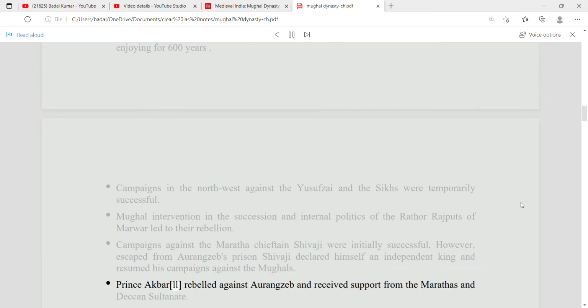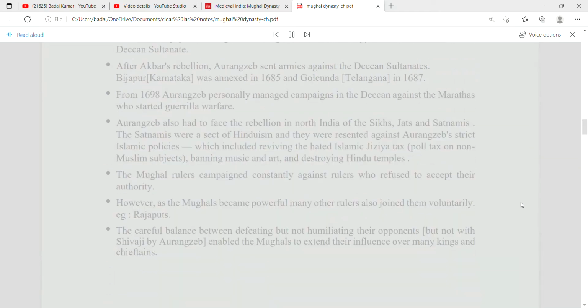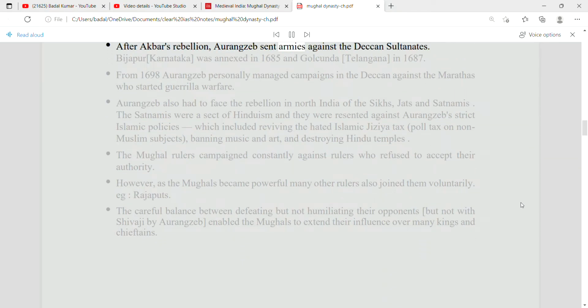Prince Akbar rebelled against Aurangzeb and received support from the Marathas and the Deccan Sultanates. After Akbar's rebellion, Aurangzeb sent armies against the Deccan Sultanates. Bijapur, Karnataka, was annexed in 1685 and Golconda, Telangana, in 1687. From 1698, Aurangzeb personally managed campaigns in the Deccan against the Marathas, who started guerrilla warfare.